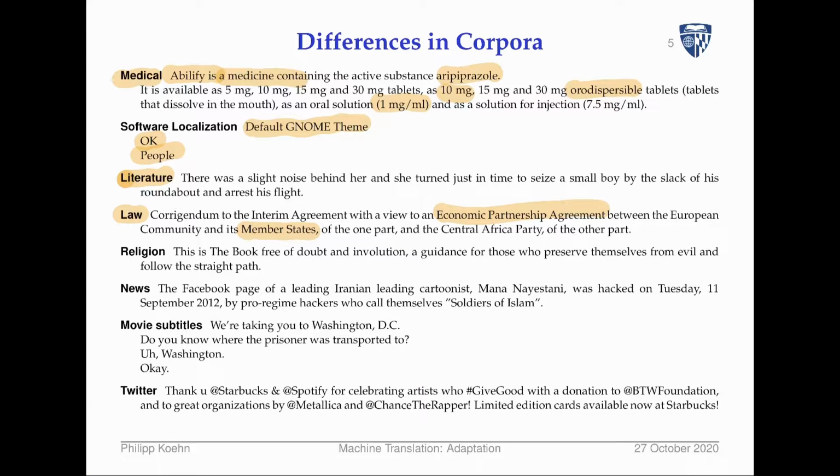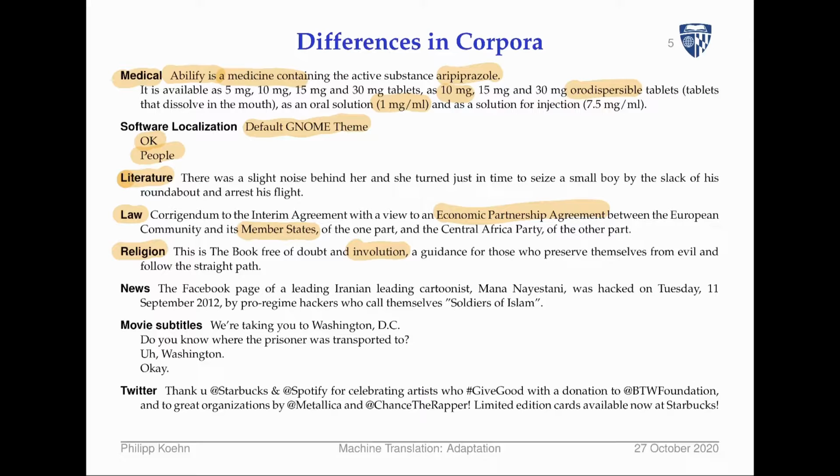Okay, then we have religion. So here's the text for that. This is the book Free of Doubt and Involution, a guidance for those who preserve themselves from evil and follow a straight path. That again is more similar to literature in that it's well-formed sentences, although it tends to have more archaic names for things and also has definitely a much more narrow subject matter. So I'm not sure if you know what involution means. I don't.